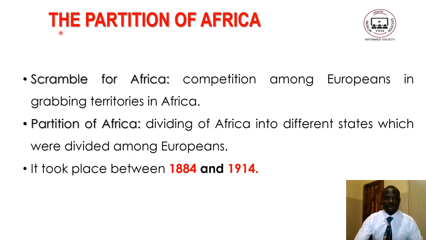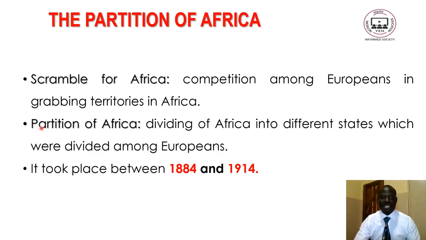Now, on partition of Africa. We are going to meet a number of terms in this topic, and the first one we'll be talking of is scramble for Africa. When we talk of scramble for Africa, we mean competition among Europeans in grabbing territories in Africa. So there was that competition. When you talk of competition in grabbing the territories in Africa, that one is a scramble for Africa.